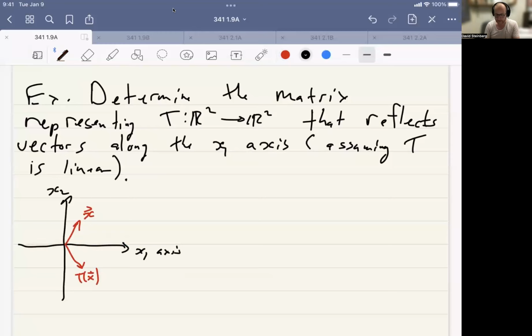Okay. So again, all we're going to do is apply the linear transformation to E1 and E2, squish those together into a matrix. Boom. That's the matrix for the linear transformation. So if we reflect 1, 0, this vector right here along the X1 axis, what happens?